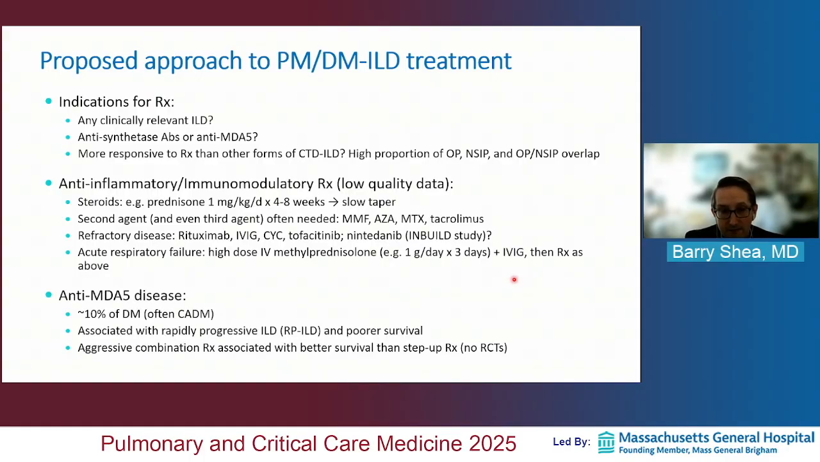Anti-MDA5 was just identified really in the last probably 15 to 20 years. It makes up about 10% of cases of dermatomyositis. These are often amyopathic dermatomyositis, and this has been associated with rapidly progressive ILD and a poor survival. And there have been some studies, again, not controlled studies, that have suggested that aggressive combination therapy up front may result in better survival than a step-up approach. But again, these are not prospective randomized controlled studies.